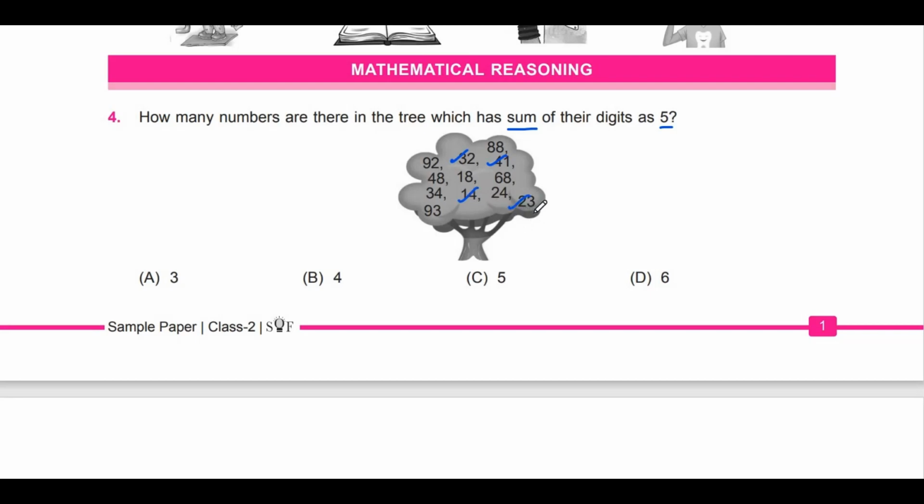So this is correct. So we have got how many numbers as the sum of the digits is 5? We have got 1, 2, 3, 4. So the right answer is 4. So we have to check each and every number given, add them up and find the total number of numbers here. So we have got 4 as our answer.